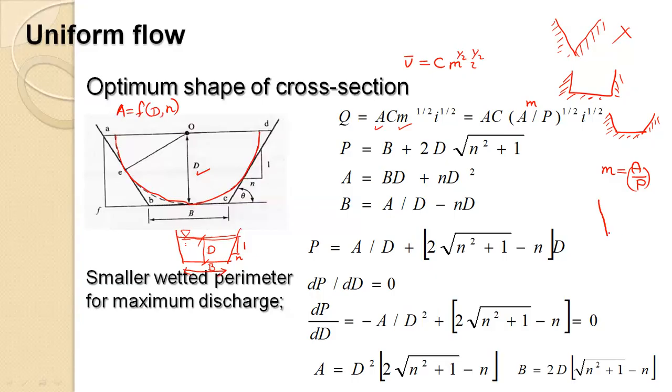So if it is the open channel, this trapezoidal channel, the wetted perimeter is from here to here, here to here, and here to here. No? That is the wetted perimeter.